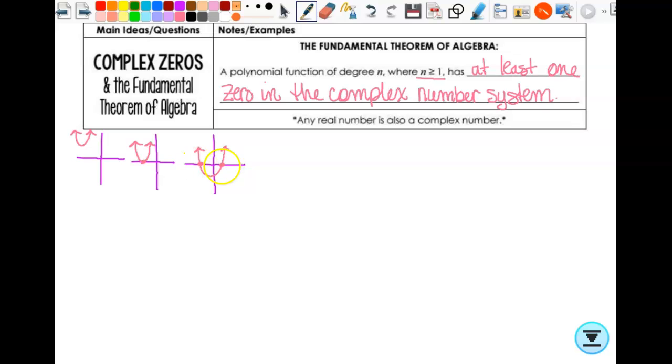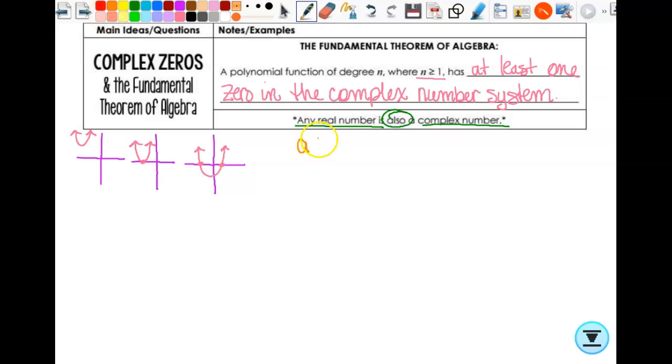Well, we just said it has 2 real zeros. It doesn't have any imaginary zeros. But it does have 2 zeros that are in the complex number system. Because this says right here, any real number is also a complex number. Let's talk about why that is and how that works.